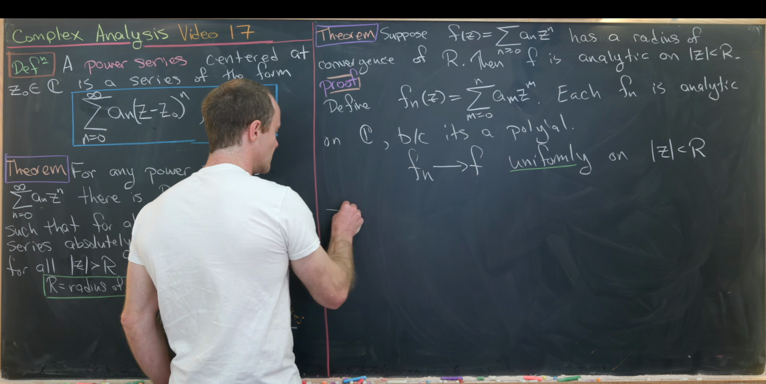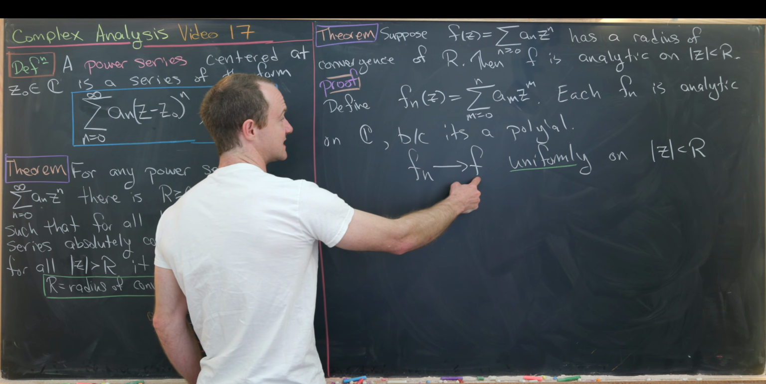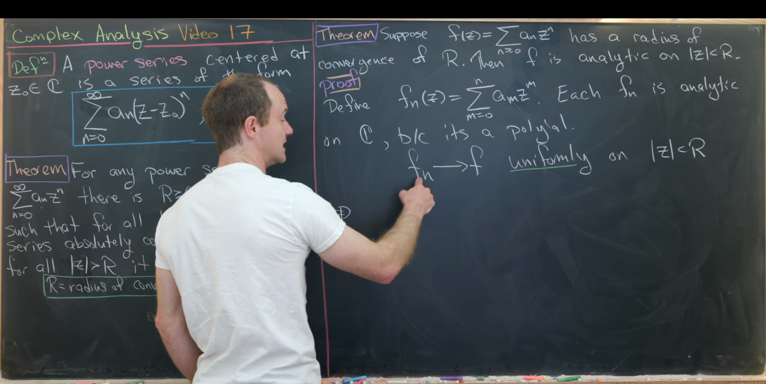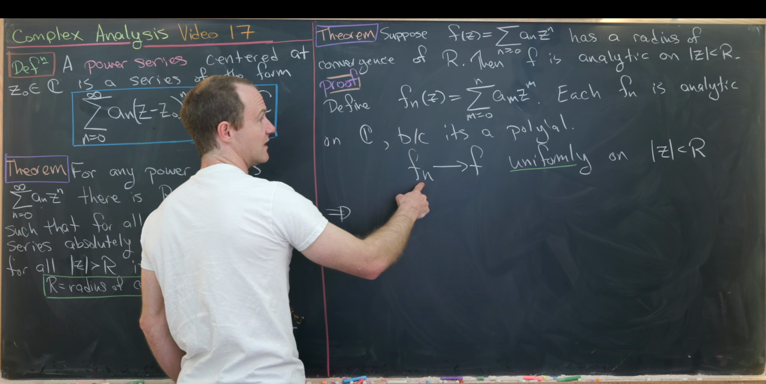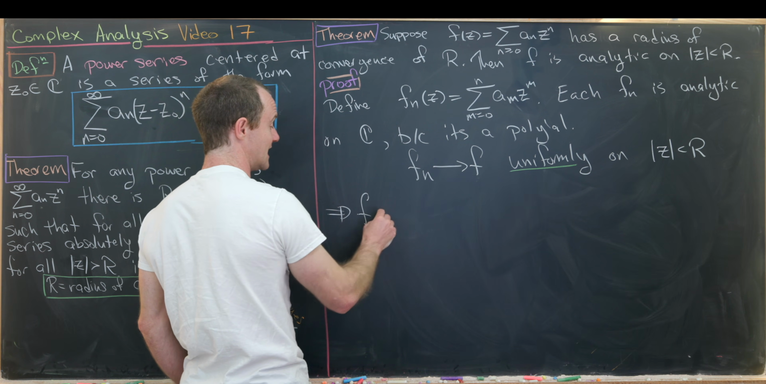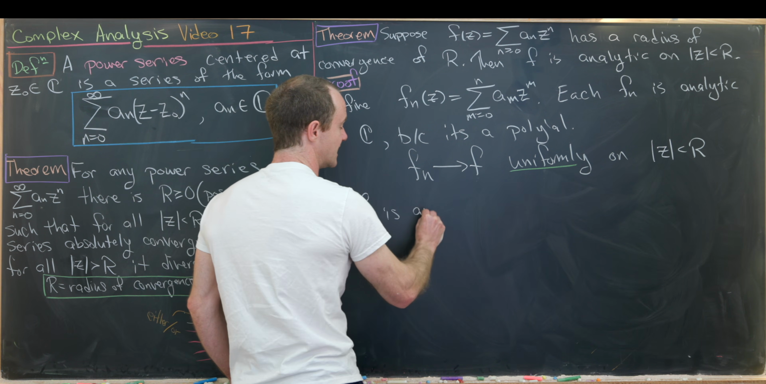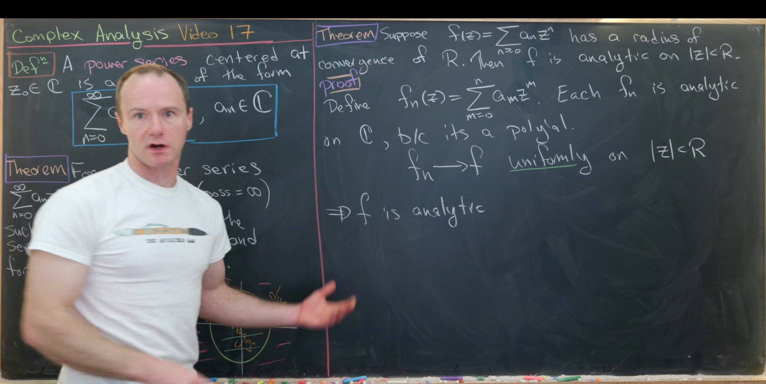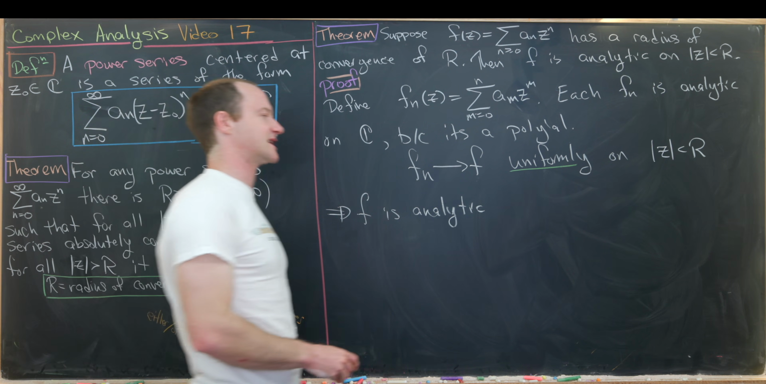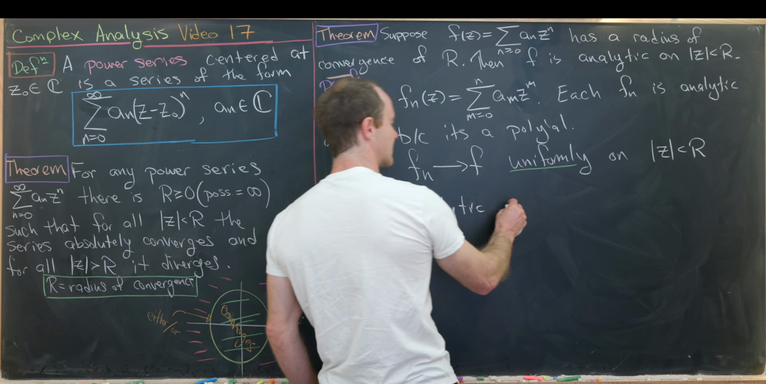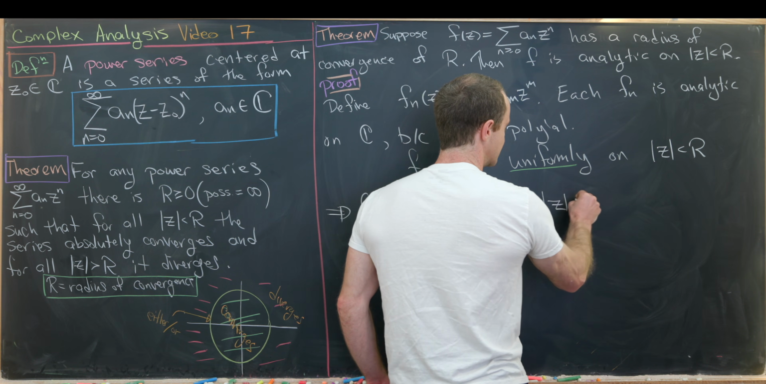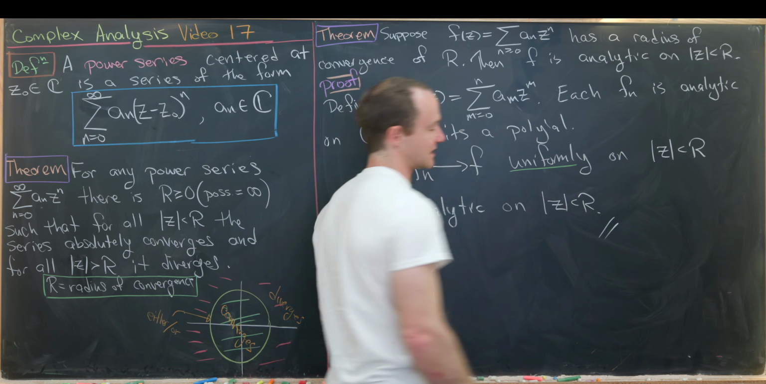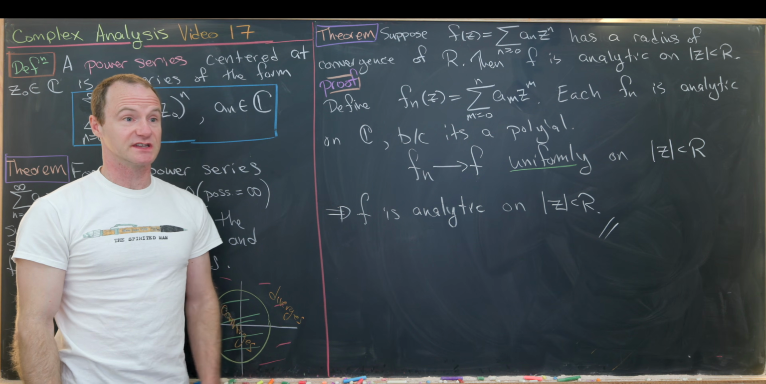Okay, great. So again, since this f is the uniform limit of analytic functions, that means that it is analytic. Well, it's really only analytic on the region where it converges, but it doesn't really exist outside of that region. So f is analytic on the region where the modulus of z is less than r. And that finishes this proof.